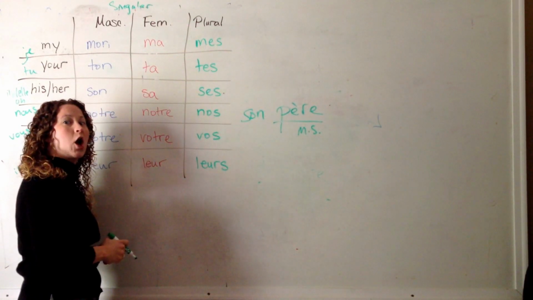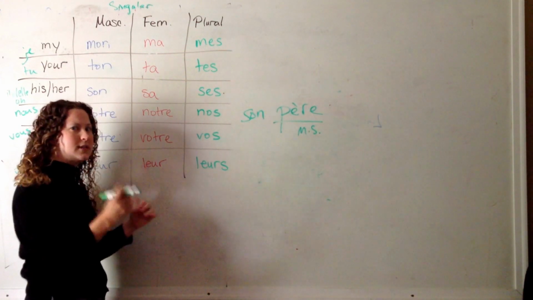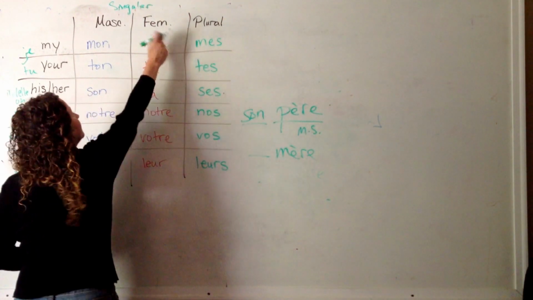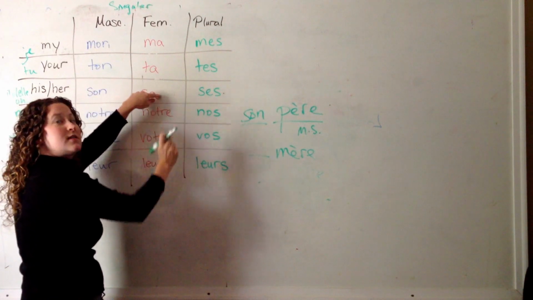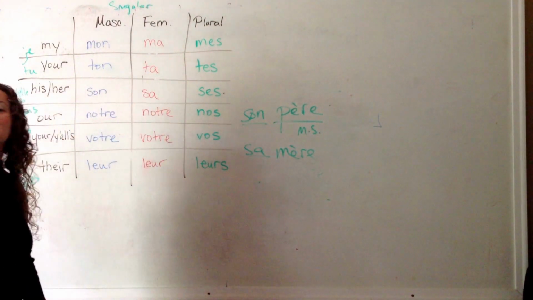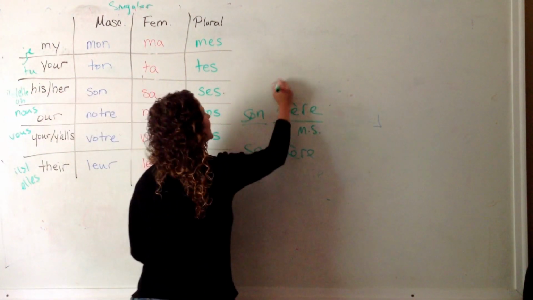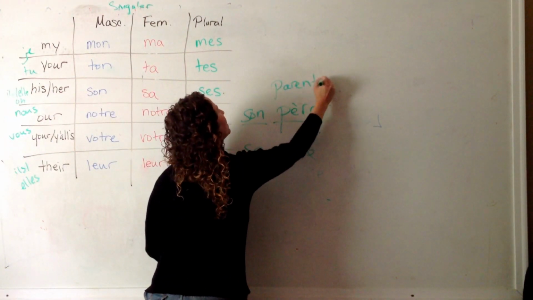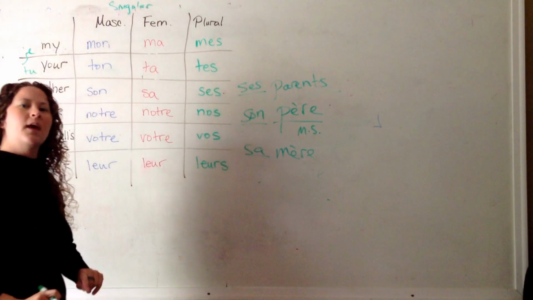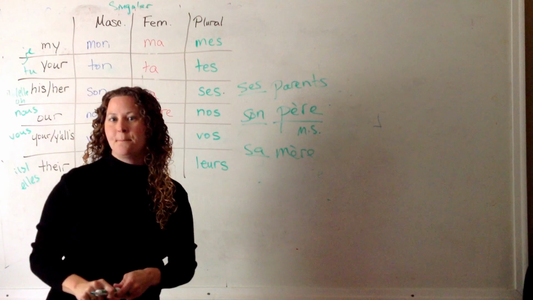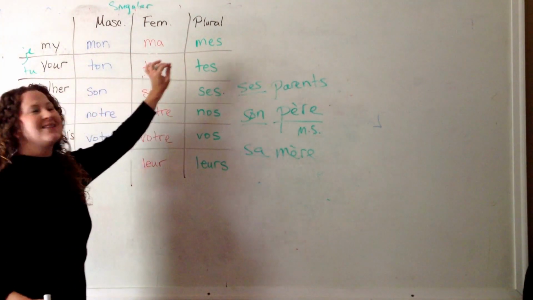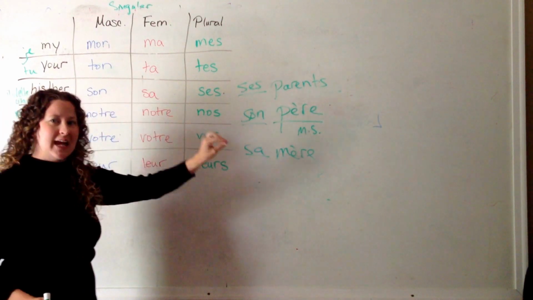What if it was his mother? Same exact thing. Feminine, his or her, sa. Alright? And then if it was his parents, take a wild guess. Ses. Now the good thing is all of these rhyme. So you have mon, ma, mes, ton, ta, tes, son, sa, ses.